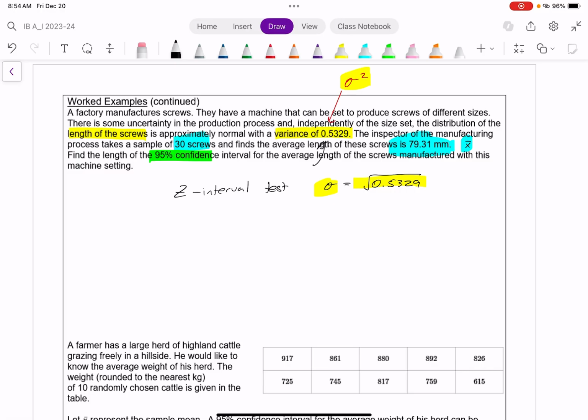We should get a very small interval, in which the largest value is 79.571 millimeters. The smallest value is 79.049 millimeters. And so the length of our confidence interval is 0.522 millimeters. That is, again, the confidence length, or the length of the confidence interval.